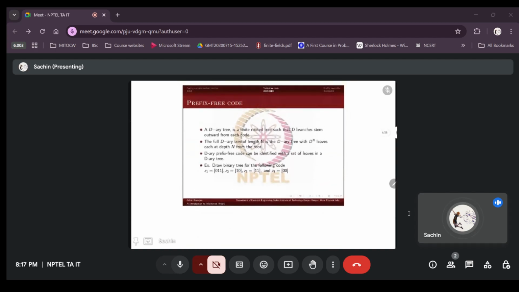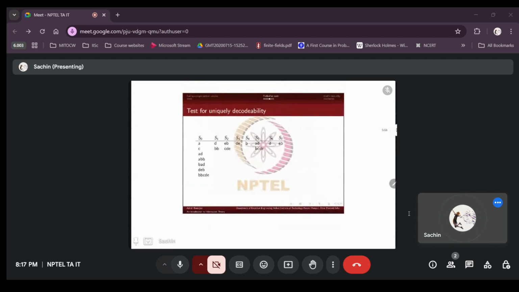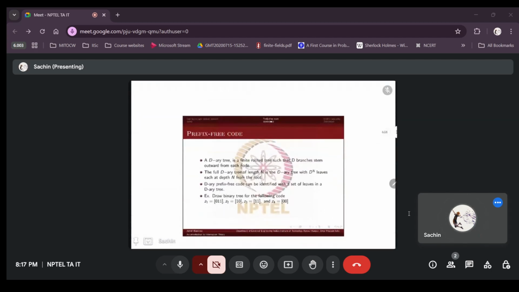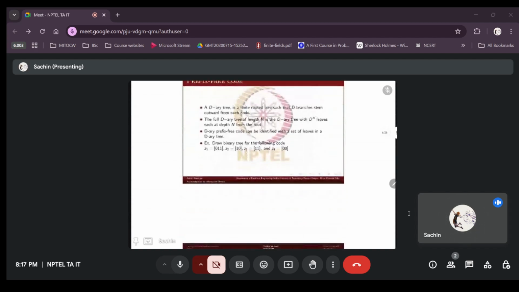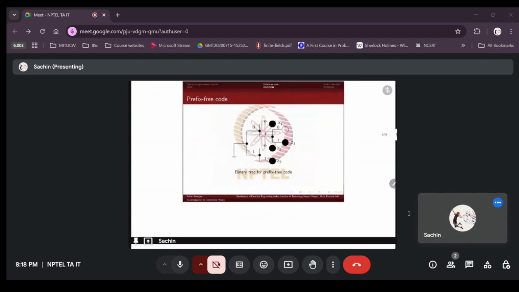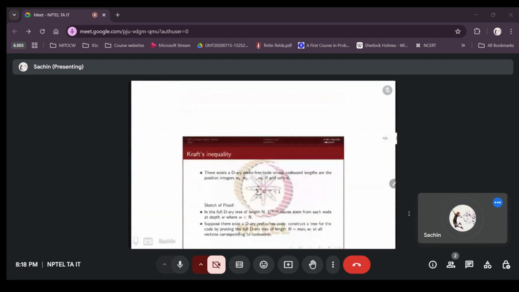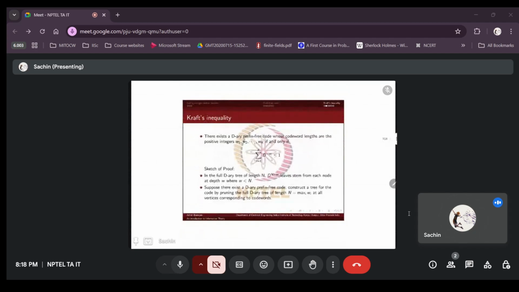We saw a test for unique decodability, which was explained in class. Then we saw how a D-ary tree can represent a prefix-free code. There's a one-to-one correspondence between a prefix-free code and a set of leaves in a D-ary tree. So examples of a prefix-free code. Then we saw the Kraft inequality.